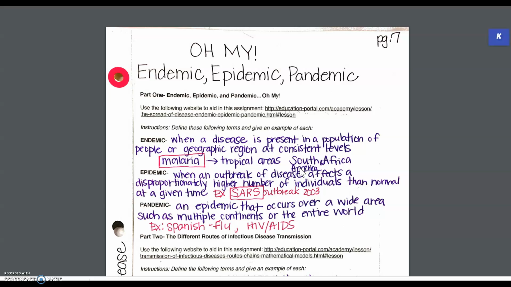Endemic is when a disease is present in a population of people or geographic region at consistent levels. That means that there are always levels of a disease in a population or in a geographic region all the time. So, for example, there is always malaria in tropical areas in South America and Africa. That's an endemic. That means that it's always present in the population at some level, but that level stays consistent over time. It's not like an outbreak per se, but there are always cases of that. We don't have as much of that kind of stuff here.